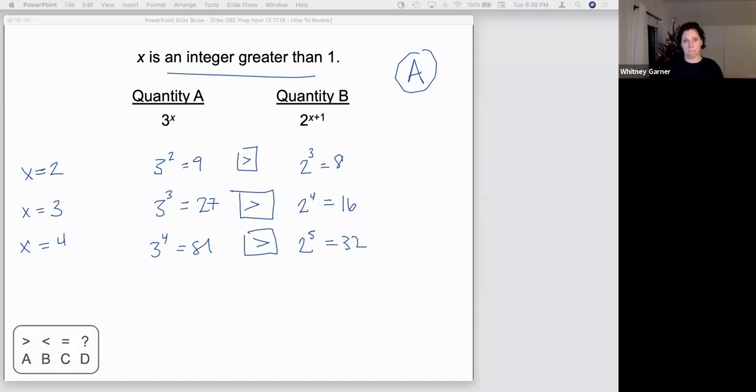What do you guys think? Are we good to stop? Nice, yeah. I think we're good to stop. And it's because if you notice in each of these, the explanation is going to say, hey, look, they're getting further and further apart.